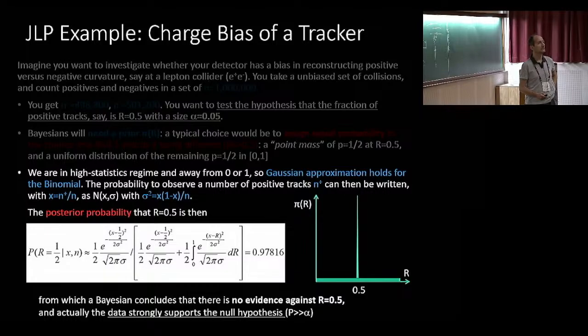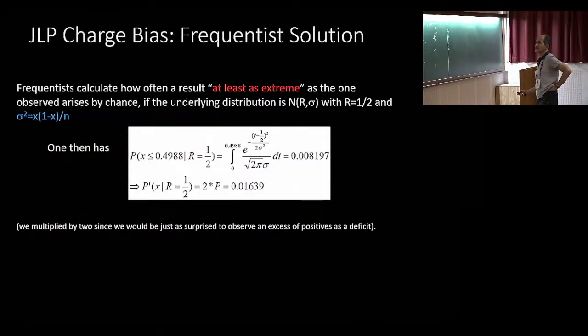questions? No. Okay. Now, frequentists will instead calculate how often you get a result at least as extreme as finding 480,000 tracks or whatever it is by chance, if the underlying distribution is actually with r equals a half and the uncertainty that we have computed with the Wald interval. So you compute a tail probability that x fluctuates below 49.88 if it should have been 0.5. And this is a tail integral from 0 to 0.4988 of a Gaussian. And it comes out to be 8 per mil.